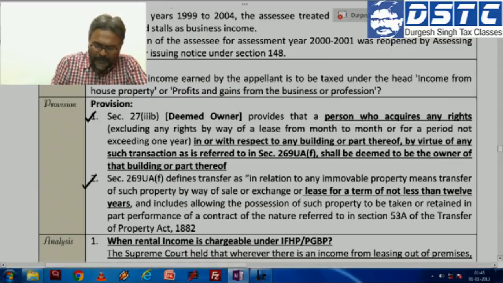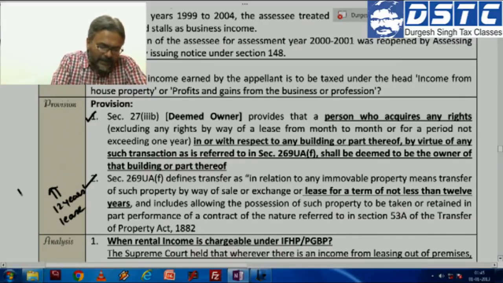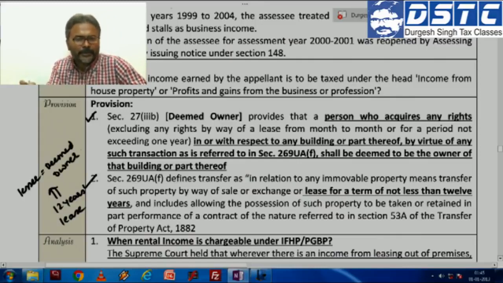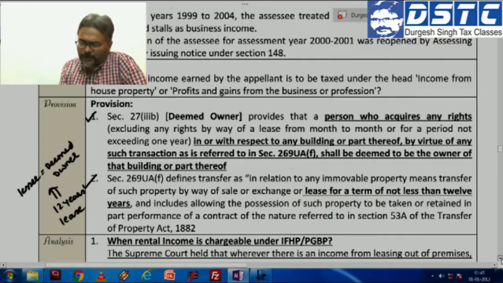So if you see in this context, a 12 years lease, in this case the lessee will become what? Deemed owner. The lessee will become the deemed owner. This is how it has to be looked upon.